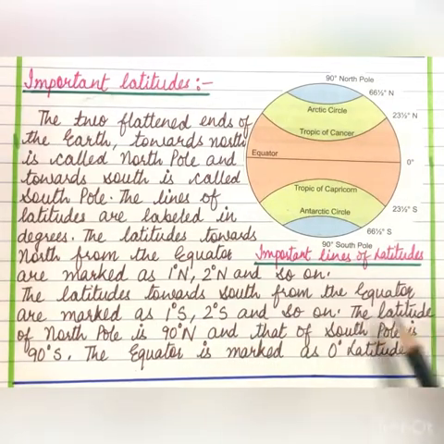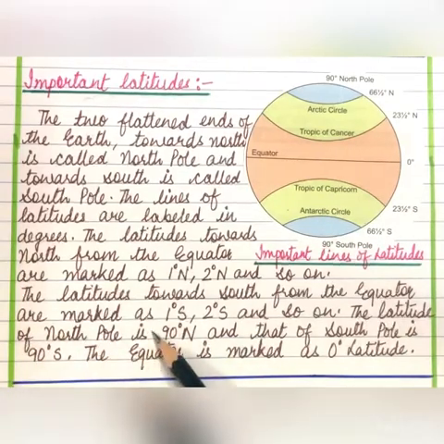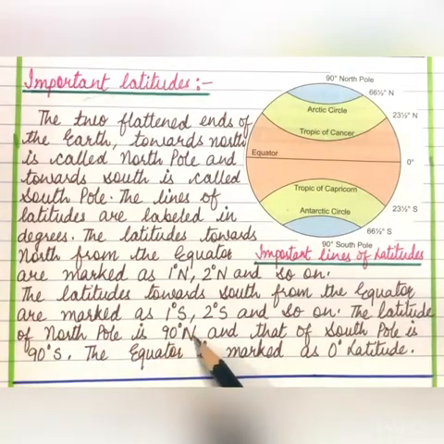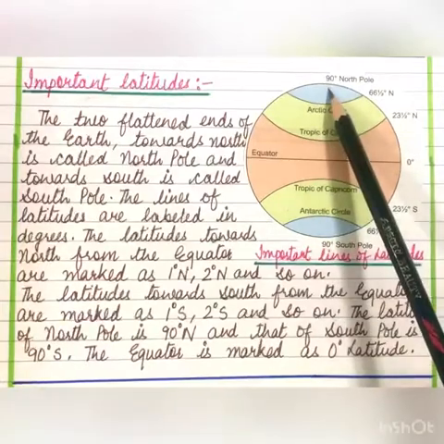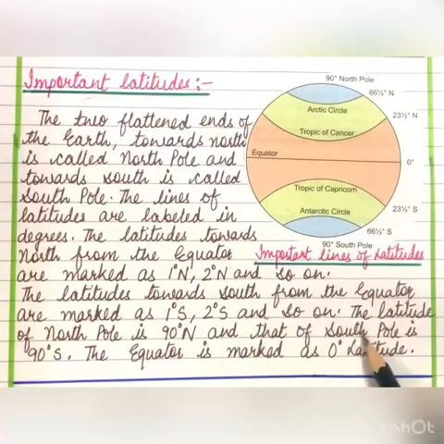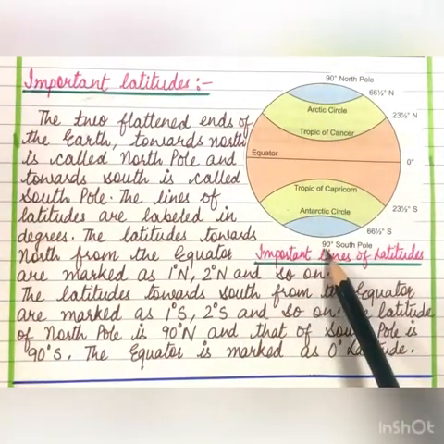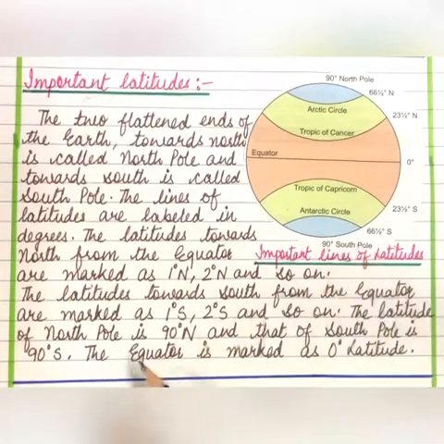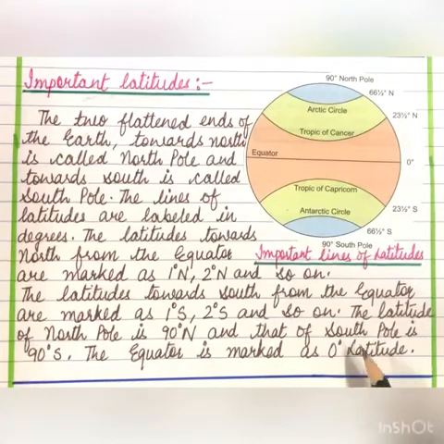The latitude of North Pole is 90 degree north, and that of South Pole is 90 degree south. The equator is marked as 0 degree latitude.